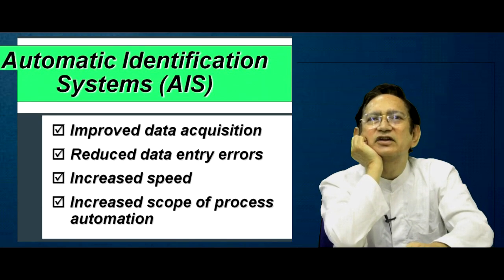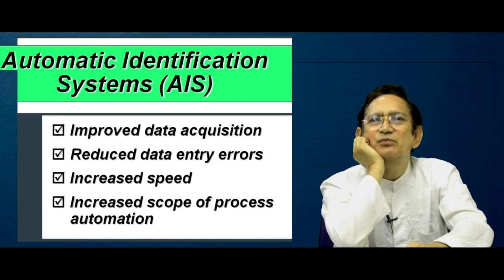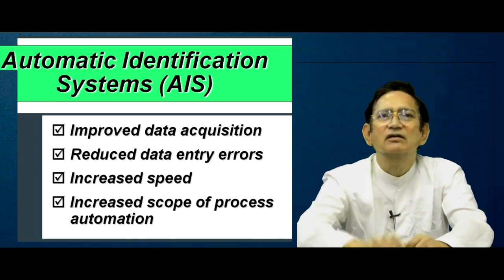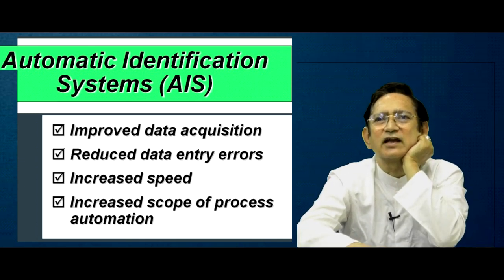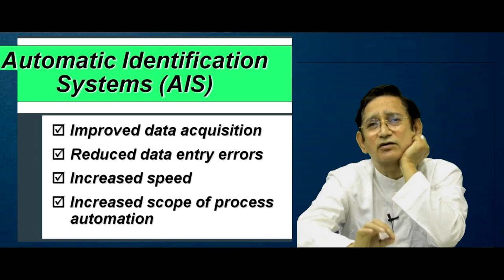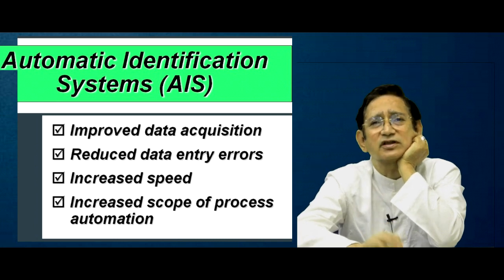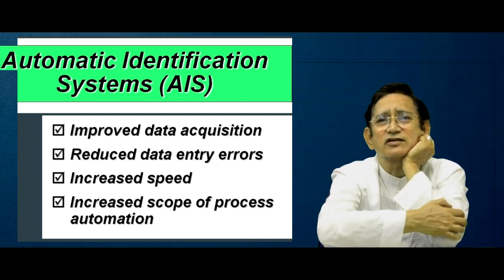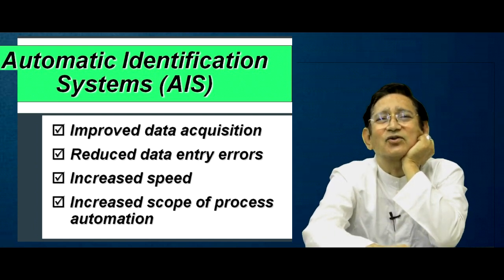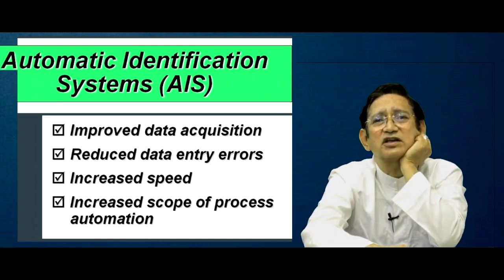Automatic identification system: improved data acquisition, reduced data entry error. This is a very important thing, because many times people make mistakes in data entry, and because of that a very big disaster happens. So next is increased speed, increased scope of process and automation.